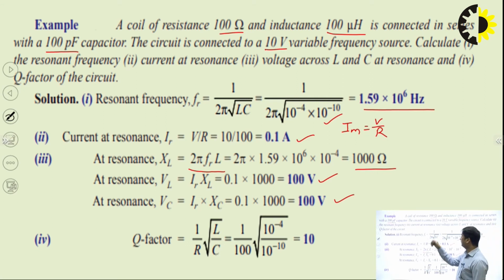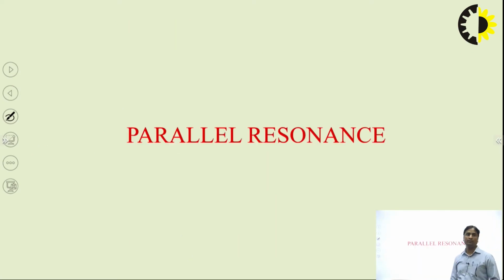Subsequently, we can calculate the Q factor, which is 1 upon R under root L by C. We put in the values of all the parameters and we get the value 10. So 10 is the quality factor of the circuit. It is called the voltage magnification of the circuit. The voltage across the inductance will be equal to 10 times the source voltage. You can see that 100 volt is the voltage across the capacitor, and 10 volt is the variable supply at resonance. So this is a small example of the series circuit.